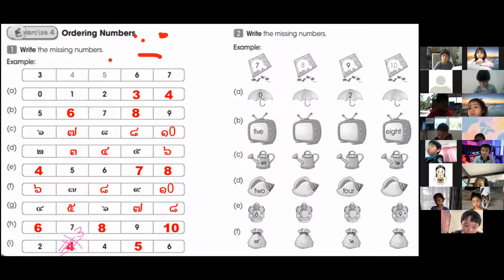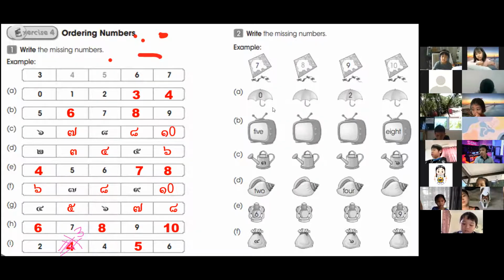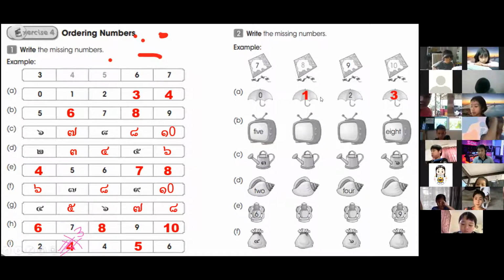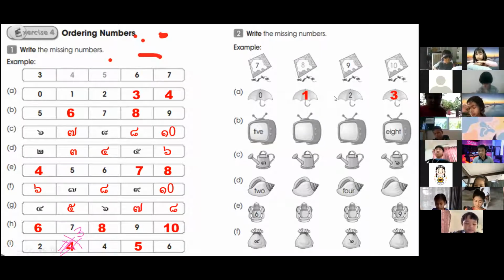This is a combination of Arabic words and Thai numerals. Okay, Thai numerals, Arabic words and Thai numerals. Now letter A, what are the missing numbers here? 0, next to 0 is 1 and then 3. Okay, 1 and 3. So these are the missing numbers here, 1 and 3.